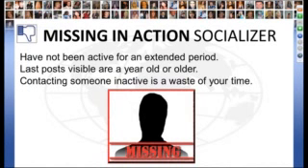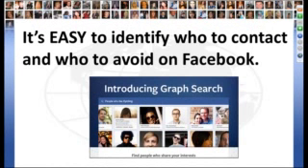And finally, there's the missing in action socializer. They haven't been active for an extended period of time, and Facebook monitors what you're doing. So if you reach out to a bunch of people who haven't been active, Facebook's going to count, whoa, all of these unanswered friend requests, and again, they'll suspend you too. There's no reason for you to ever be suspended if you're talking to the first groups of people.